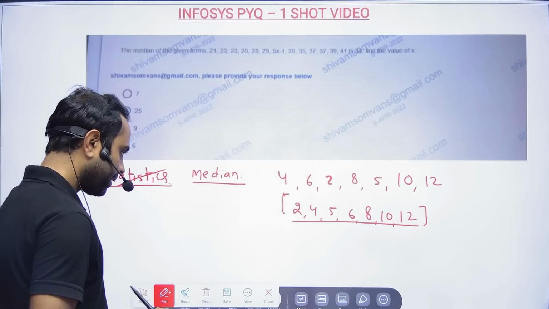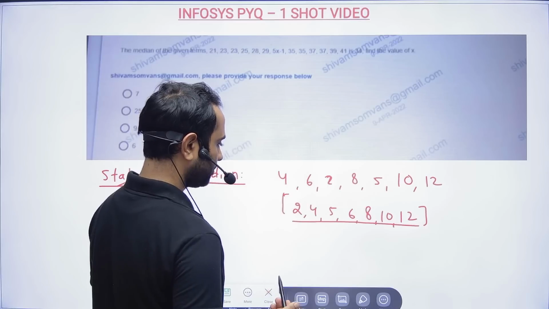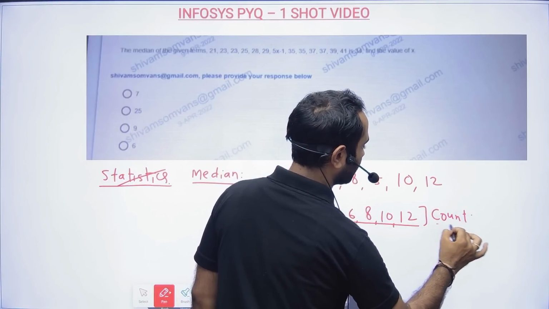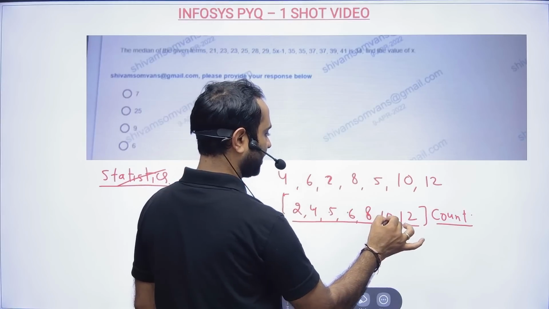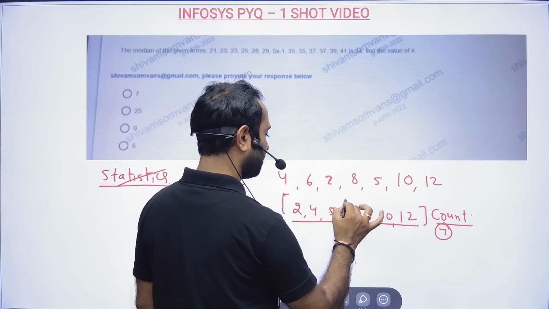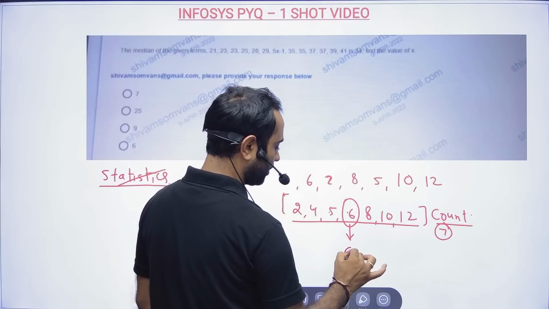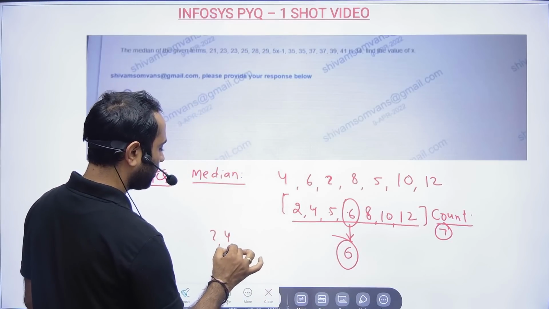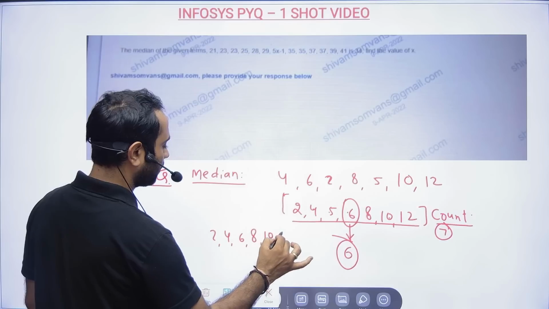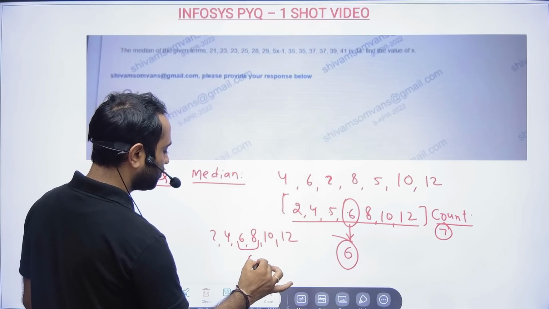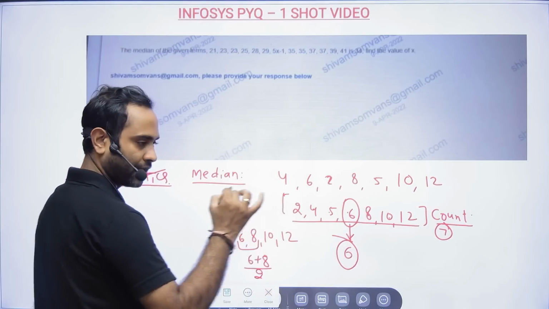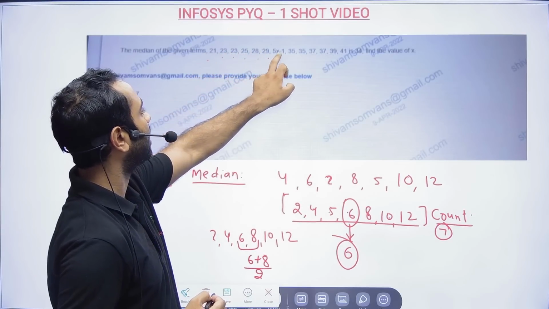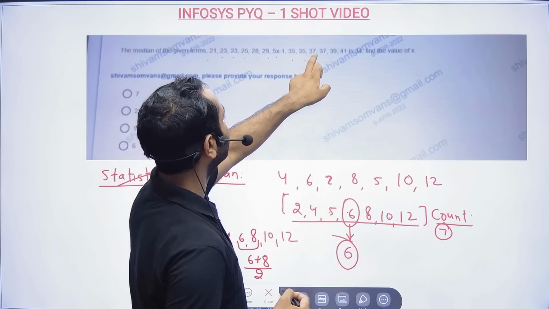Okay, now after we arrange them in ascending order, count the total number. So it is 1, 2, 3, 4, 5, 6, 7. So it is 7, odd. That means the middle value will become your median. Okay. And if it is even, now suppose it would have been 2, 4, 6, 8, 10 and 12, then your median will be the middle 2 numbers and you will divide by 2. Correct? Okay. Now you see 21, 23, 23, 25, 28, 29, 5x minus 1, 35, 35, 37, 37, 39, 41.